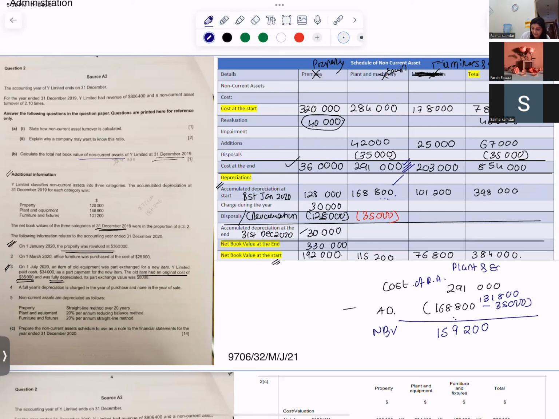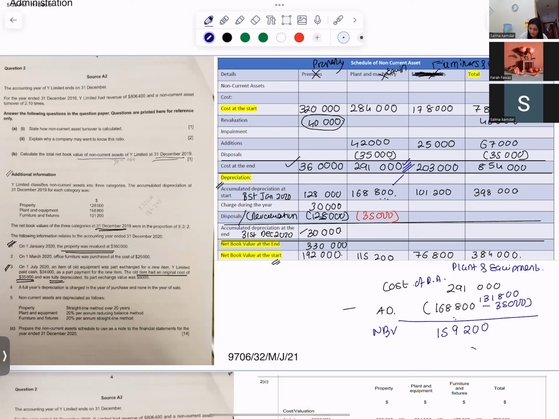Please take some time and digest and let me know if you're facing difficulties still. We're minusing the 35,000 because it's fully depreciated. The entire cost is depreciated, which is included in the accumulated depreciation. Okay, understood.